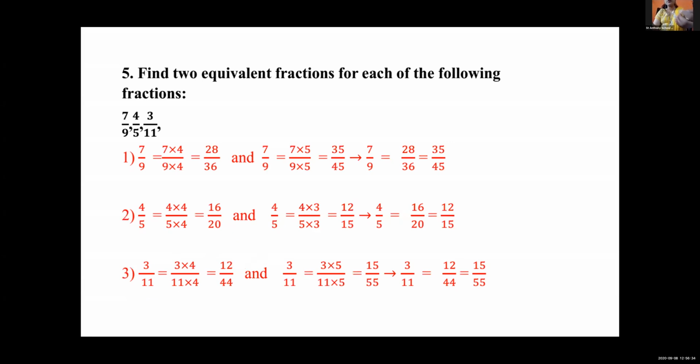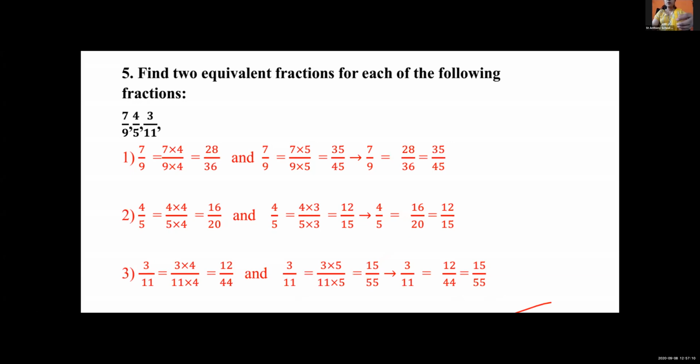Now we'll see the second equivalent fraction. 3/11 equals 3 into 5. Now we'll multiply by 5. So 3 into 5 upon 11 into 5 equals 3 5s are 15, 11 5s are 55. So 15/55 is also an equivalent fraction of this 3/11. So we have got two equivalent fractions for 3 upon 11: 12 upon 44 and 15 upon 55. Okay. So here we finished our problem set 17.